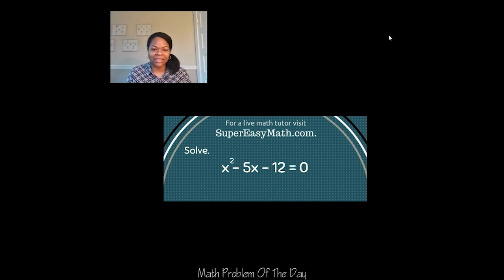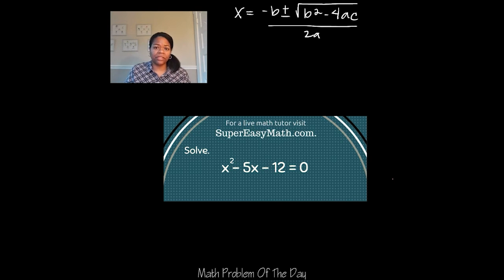Today's math problem of the day says solve. We have x squared minus 5x minus 12 equals 0. So in order to solve this problem, I'm going to refer to the quadratic formula, which is x equals negative b plus or minus the square root of b squared minus 4ac all over 2a.